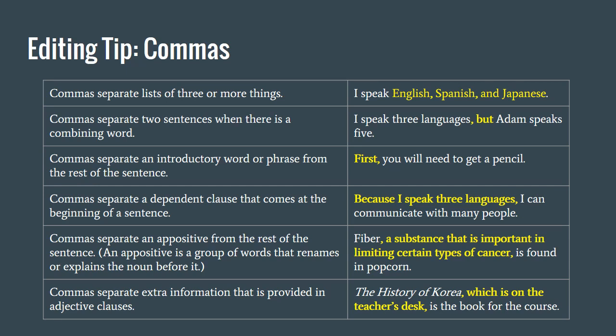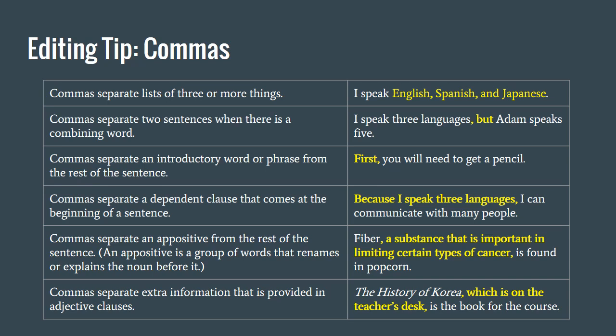Next, commas separate a dependent clause that comes at the beginning of a sentence. This only happens when they come at the beginning. So let's take a look at the example here. Because I speak 3 languages, comma, I can communicate with many people. If we didn't have that comma there, we might not know where the subject of the sentence is. So as long as the dependent clause is coming at the beginning, there will always be a comma at the end. However, if the dependent clause is coming second or at the end of the sentence, then for sure there will not be a comma before it.